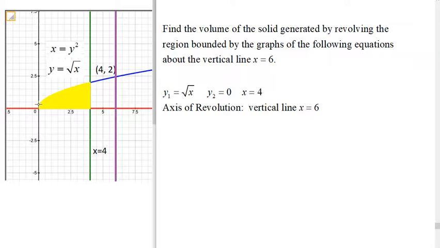So this is the graph for y equal to the square root of x. This is the line y equal to 0. This is the line x equal to 4. And this is the line x equal to 6, which is the axis of revolution. And so we want to revolve this bounded region around this line. And notice that when we revolve it, we'll get a hole in the middle.